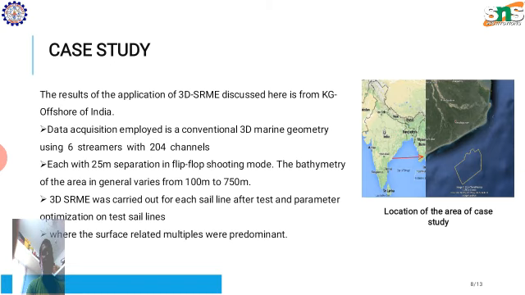3D SRME was carried out for each sail line after test and parameter optimization on test sail lines where the surface related multiples were predominant. This is the case study. The location of the area of the case study is given. See this diagram.